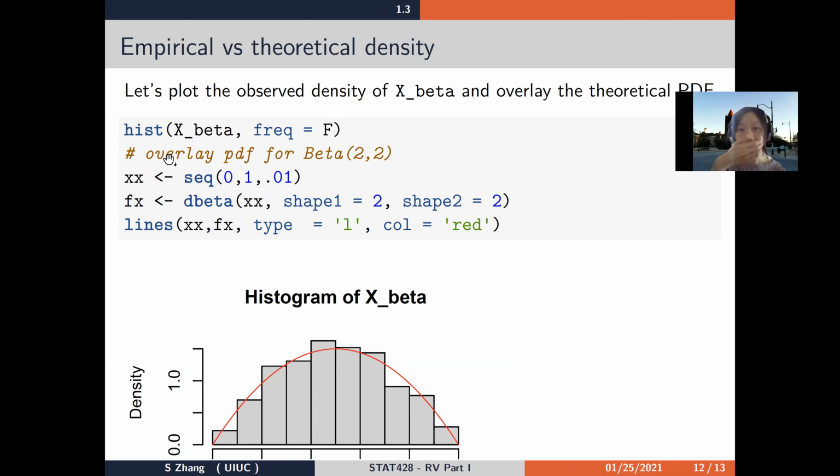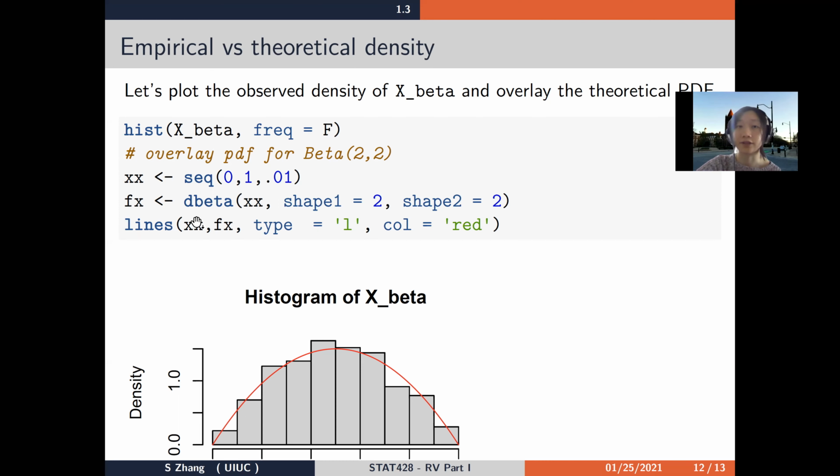Then we overlay the PDF for beta 2. Between the interval, so x are the possible values between 0 and 1, incremented by 0.01. In this case, we can calculate f(x) by using 6x times (1 minus x). That's what we derived earlier. However, let's use the built-in function for the beta distribution in R in this case. So that's called the dbeta function.